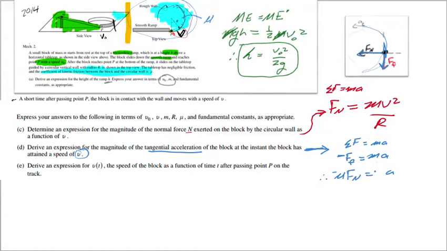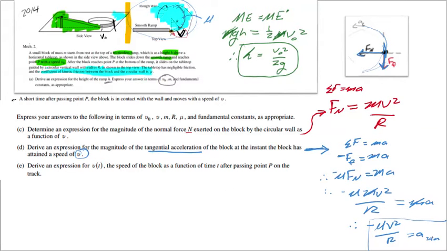Hey, look, we've got an expression for the normal force that has speed in it. So we'll put, therefore, negative mu mass speed squared over r equals mass times acceleration. The masses cancel out. So you are left with negative mu v squared over r equals a tangential. So yep, that's a function of speed. Yay.